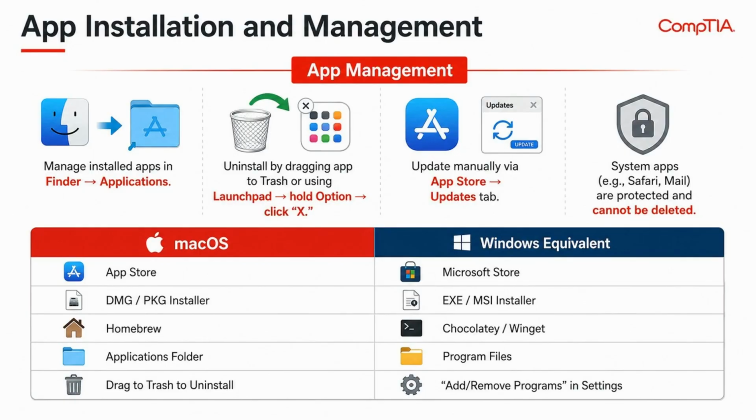Comparing to Windows, the App Store is like the Microsoft Store. DMG/package installers are like EXE/MSI. Homebrew is like Chocolatey or Winget. The Applications folder is like Program Files, and dragging to Trash is like using Add/Remove Programs.